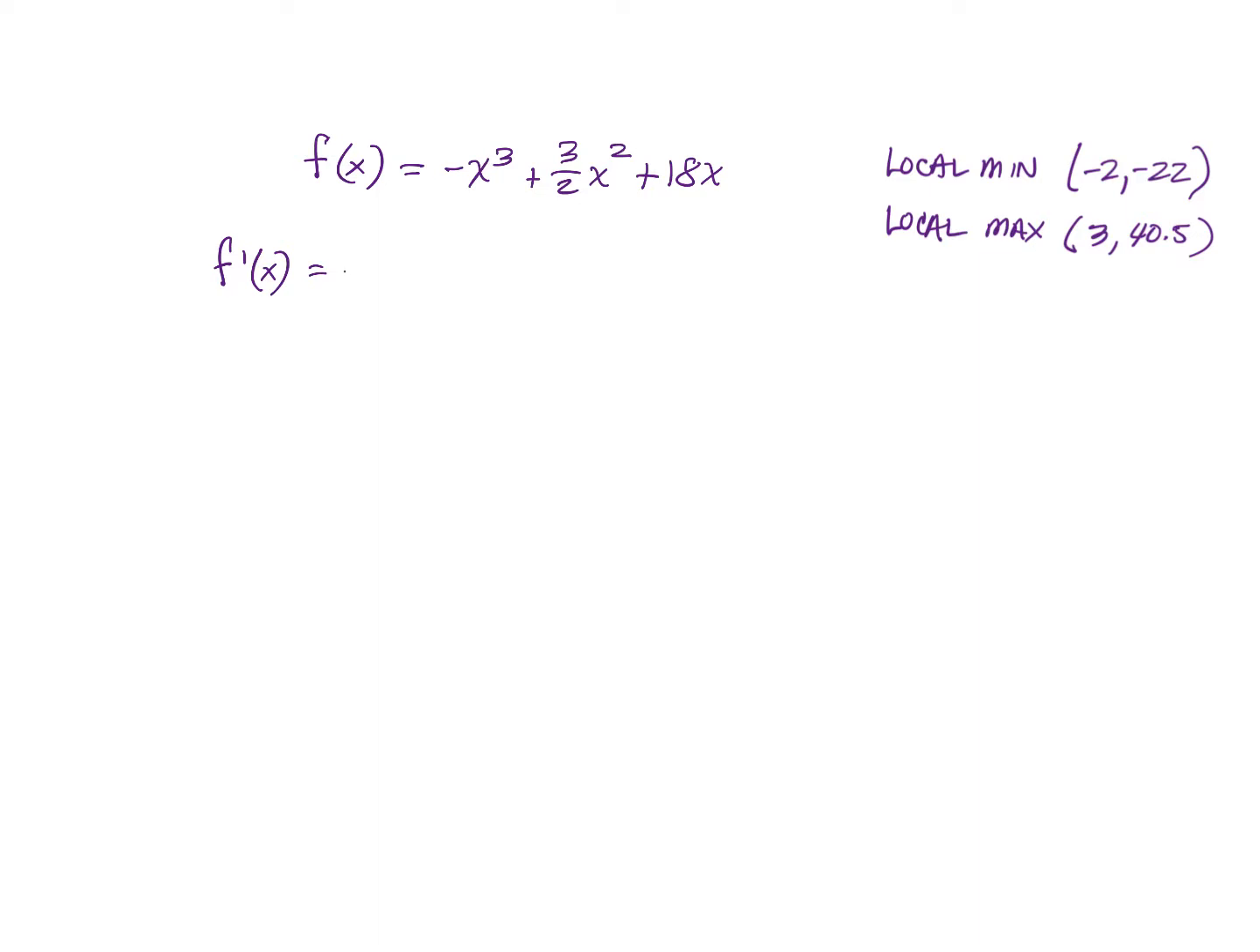And so we took the first derivative and we got -3x squared plus 3/2 times 2x plus 18. We simplify that. We get -3x squared plus 3x plus 18. And there are no places where that is undefined, right? It's just a parabola, and parabolas don't have any holes or anything. So all we need to do is set that equal to 0.